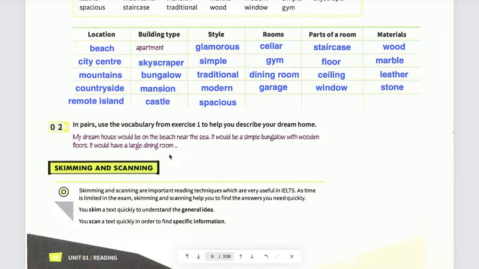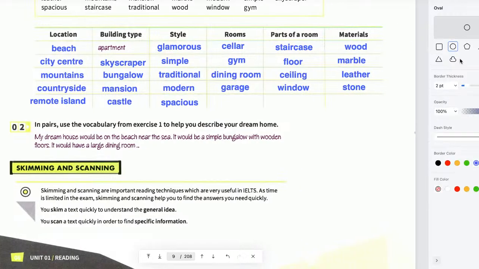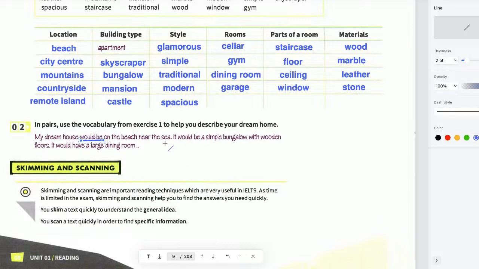But one thing I would like to ask you, can someone explain to me why do we need to use would be? You see, would be, can you underline all of them? Would be, would have. Underline them all. See that? My dream house would be, underline that. And then on the beach near the sea, it would be a simple bungalow with wooden floors.